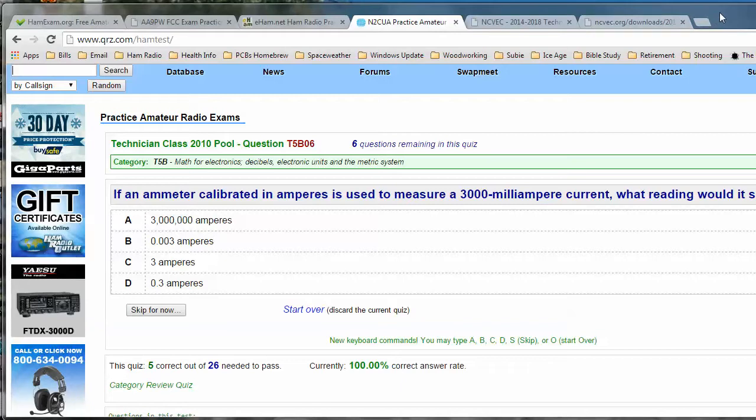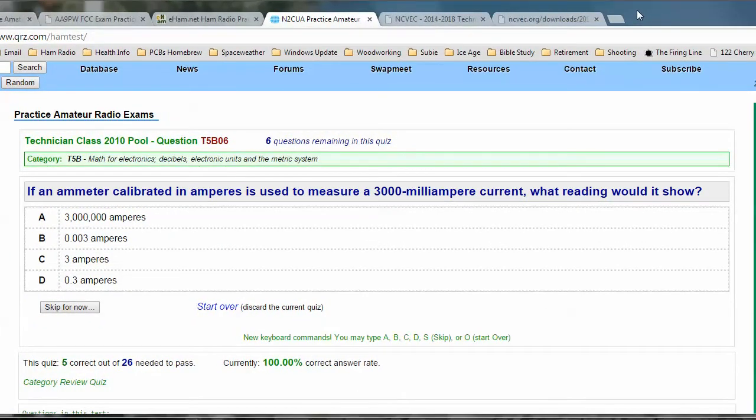Let me move this window over just a little bit and get these ads off of here. There. Much better. If an ammeter calibrated in amperes, which is a unit of current flow, by the way, is used to measure a 3,000 milliampere current, what reading should it show? Now they're asking what reading should it show in amperes. Again, milli meaning 1,000th. Therefore, there are 1,000 milliamps in an amp. So because this is 3,000 milliamps, that would be three times that, or 3 amperes.